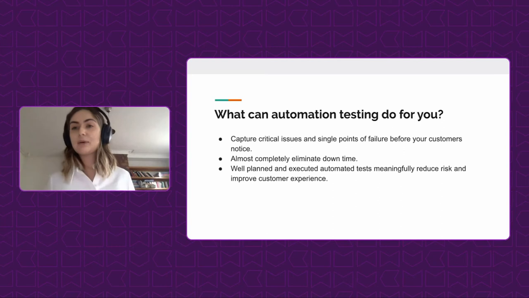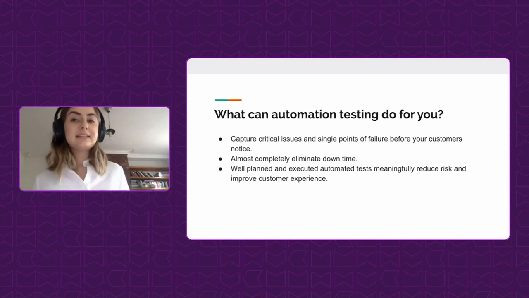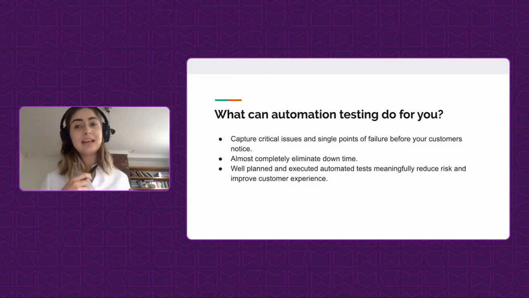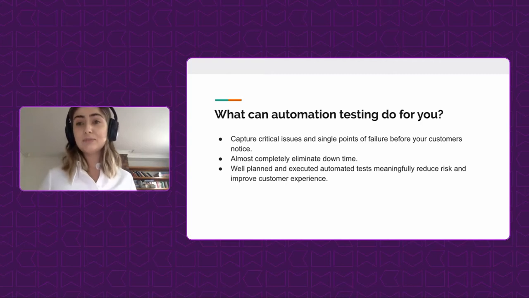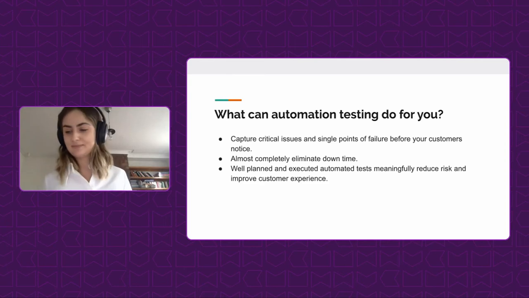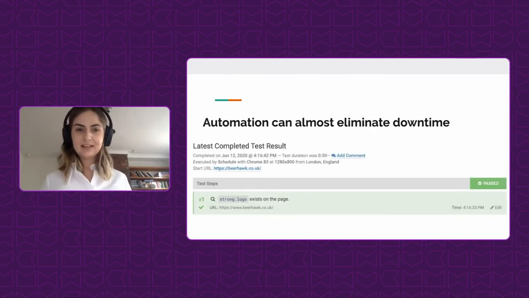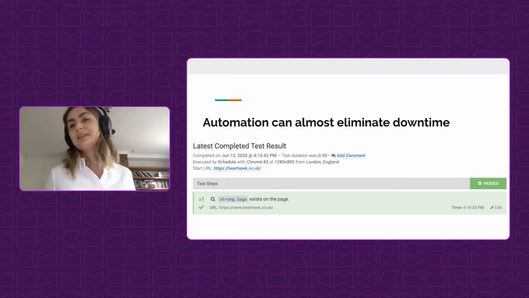We see our customers being driven by their user experience. We're also seeing that new groups are emerging online. So we're seeing the 60 to 80 years old group being more active. Automation can help you almost eliminate downtime. And well-planned, well-executed automated tests meaningfully reduce risk and improve your customer experience. So automation can eliminate downtime.